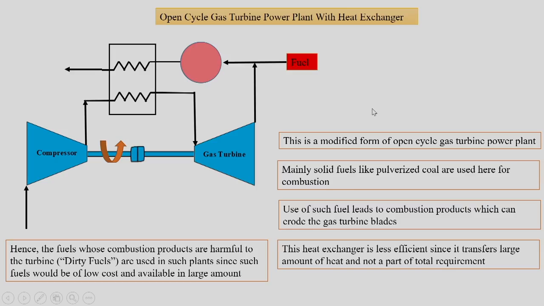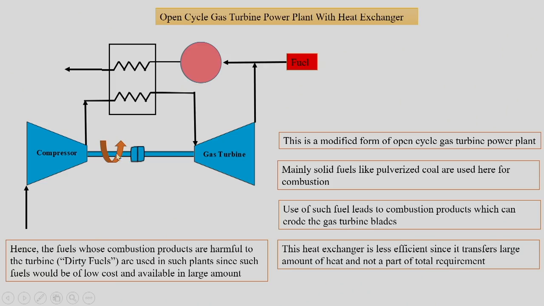But this heat exchanger is less efficient, since it actually has a large temperature gradient, and it is passing the energy from the high temperature exhaust of the external combustion to the air. This large temperature gradient makes it a less efficient device as compared to the combustion chamber. In the combustion chamber, we have maximum chemical energy getting absorbed in the working medium, but here we cannot absorb the maximum energy of the gas. So this arrangement would have lesser efficiency as compared with the other arrangement we have seen in the earlier slide.